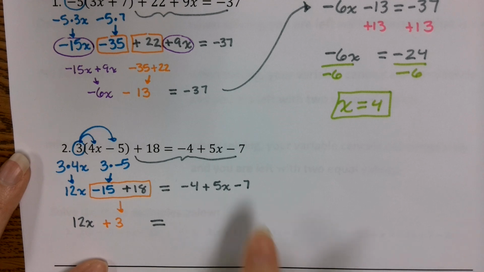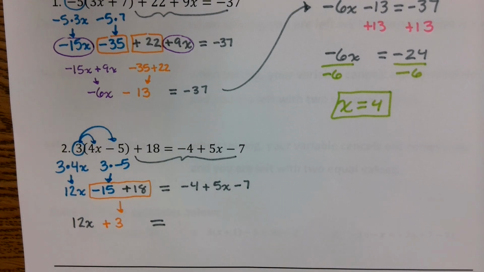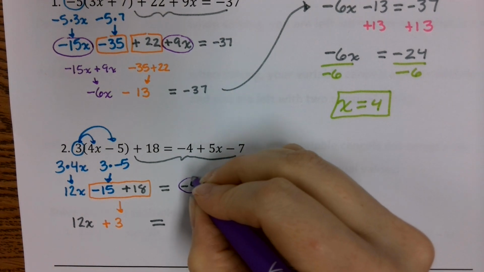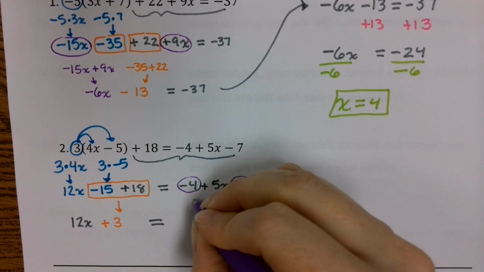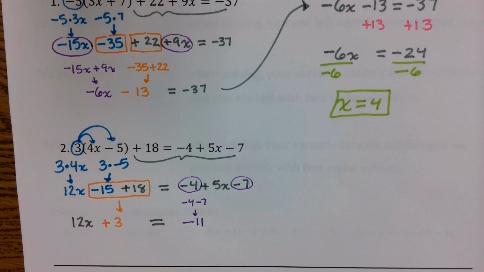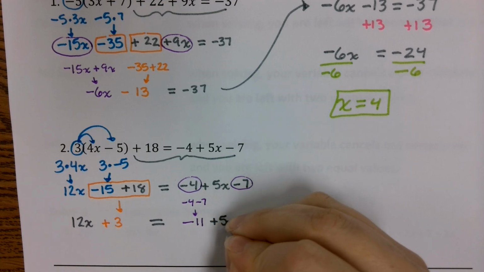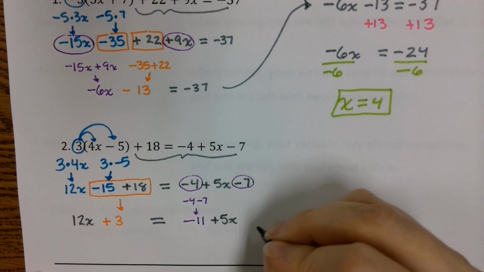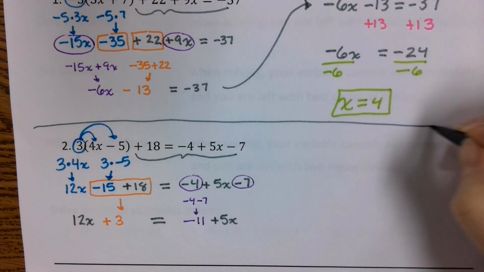What can I combine together on the right side? Negative 4 and negative 7 can get combined together. Negative 4 minus the 7 is going to come out to a negative 11. And then we still have plus 5x. Okay, again, I'm going to run out of room, so I'm going to go ahead and write it up here.